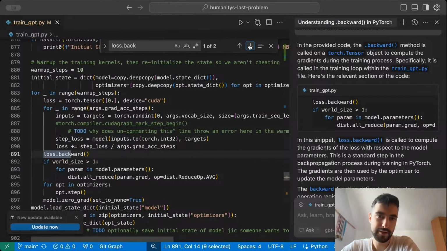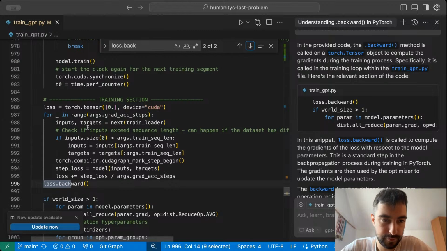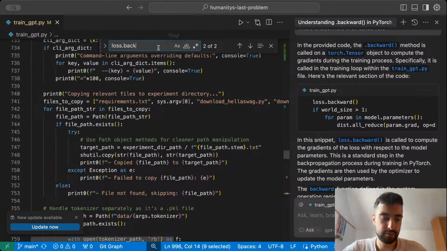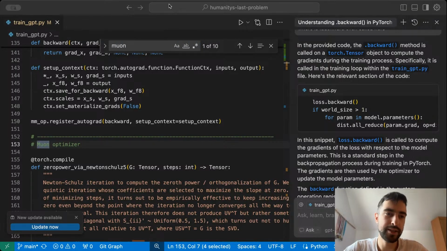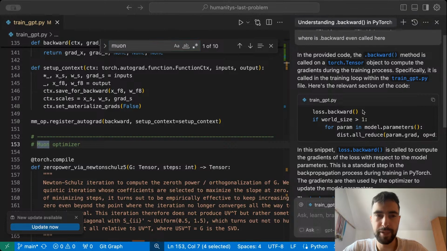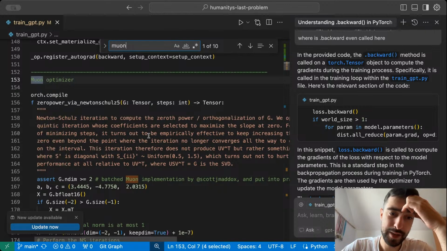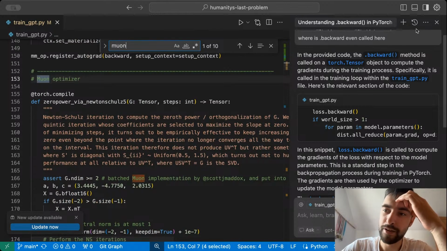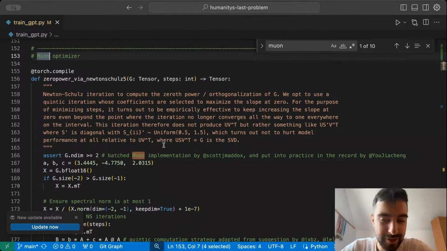I guess we'll understand it eventually. It is what it is. Let's go to Muon. So if we have the Muon optimizer and a backward. Okay, Muon optimizer, that's gonna be a bit tough. I don't think I'm gonna get this, but let's just go through it.